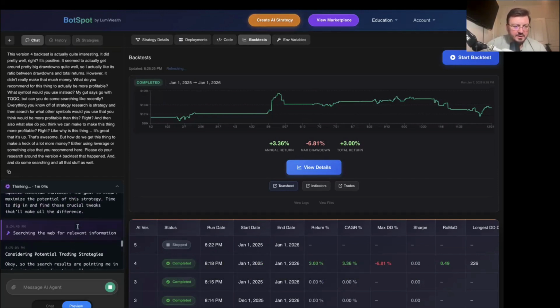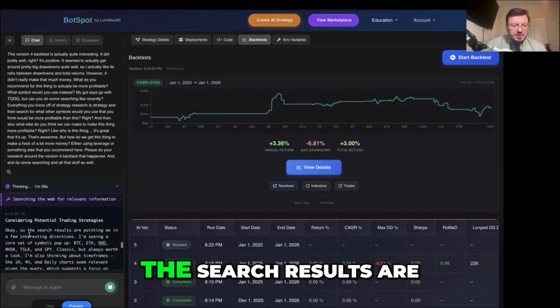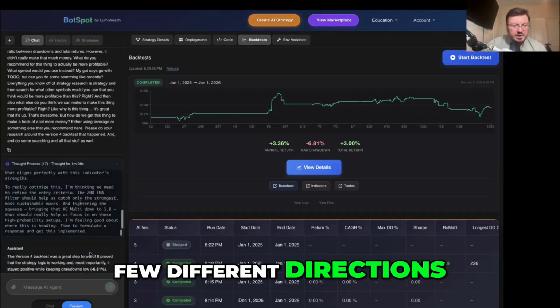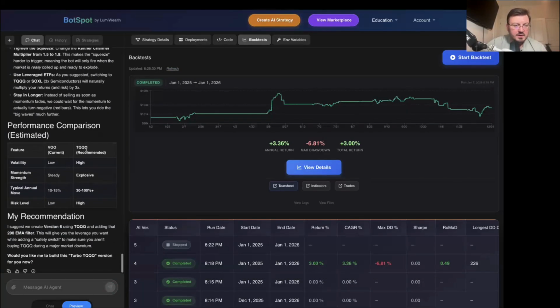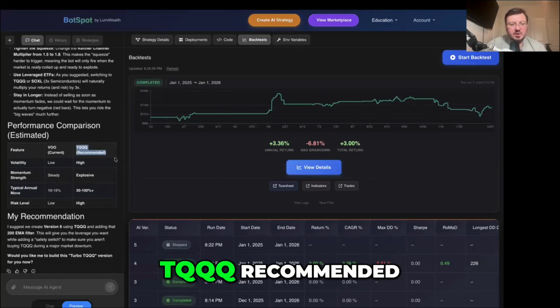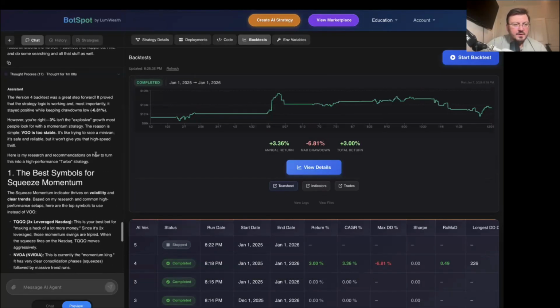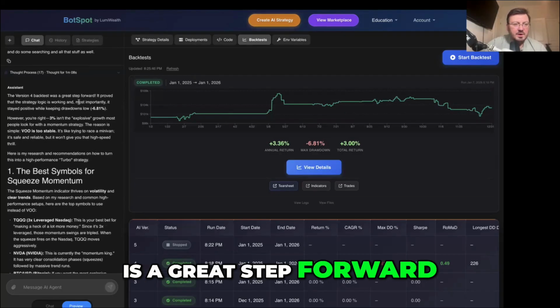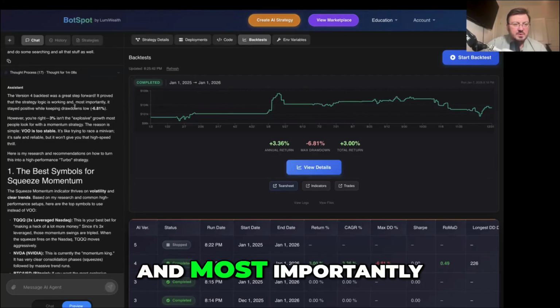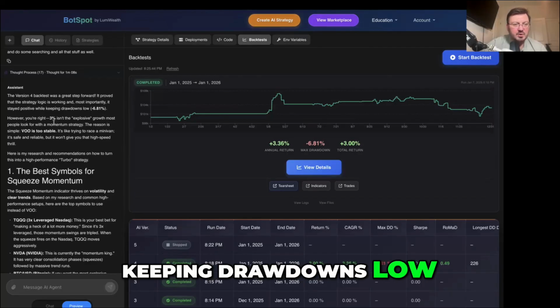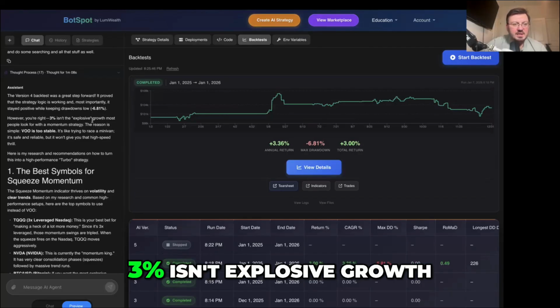So basically, considering potential, okay, the search results are pointing me in a few different directions. Okay, let's see what it said. TQQQ recommended, right? Version 4 backtest is a great step forward. It proved that the strategy logic is working, and most importantly, it stayed positive while keeping drawdowns low. However, you're right, 3% isn't explosive growth.